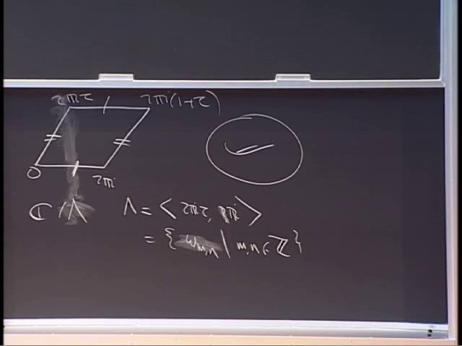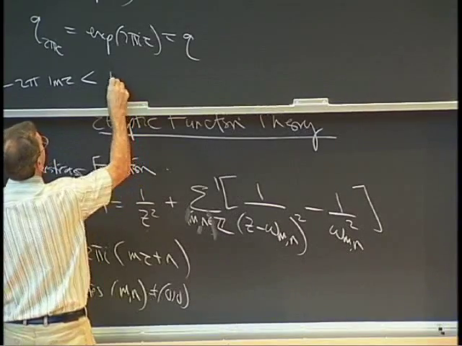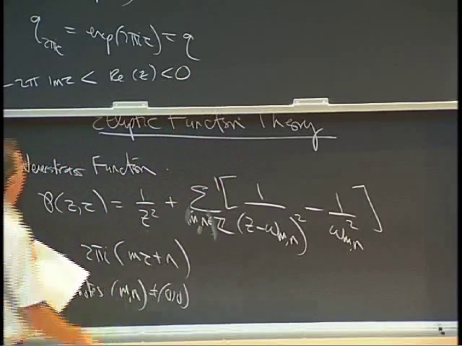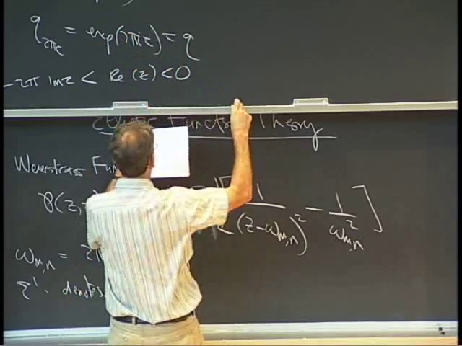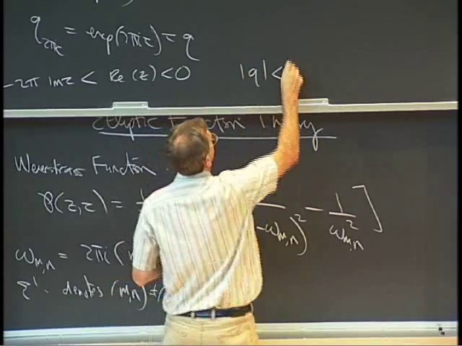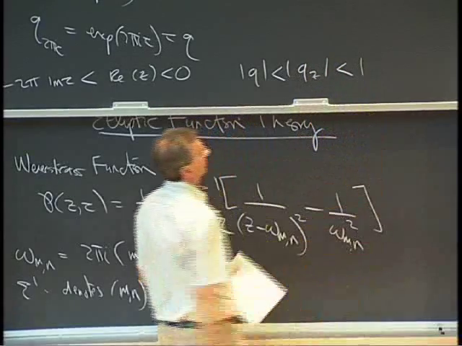I want to say one other thing, which I'm going to put up on the board here as well. This parallelogram is called the fundamental parallelogram, and it's an easily demonstrated fact that if I consider a point z in the fundamental parallelogram, then minus 2 pi times the imaginary part of tau is less than the real part of z, which is less than 0. In terms of these variables, that corresponds to the constraint that, I always forget which way around it goes, q is less than qz is less than 1.